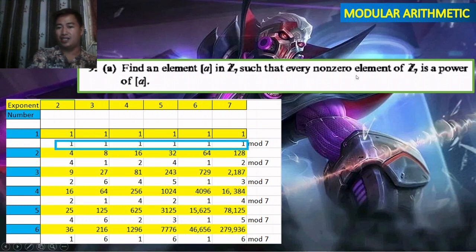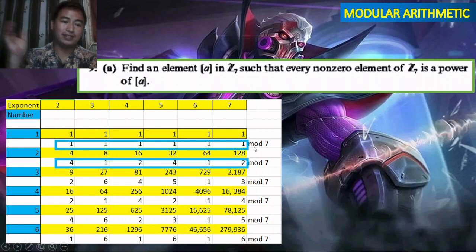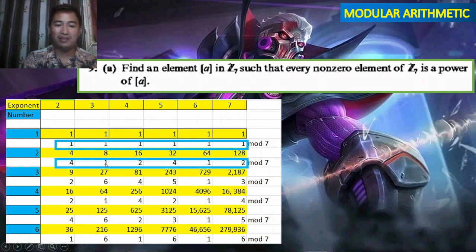Dapat, every non-zero element in Z7, dapat 1, 2, 3, 4, 5, 6 ang makuha. Okay, next class. Kung 2, pwede ba si 2? 2 squared kay 4, so yung remainder ng 4 divided by 7 is 4. 2 cubed is 8. So mod 7 na, kay 1 na siya. Diba 1 ang remainder ng 8 divided by 7.